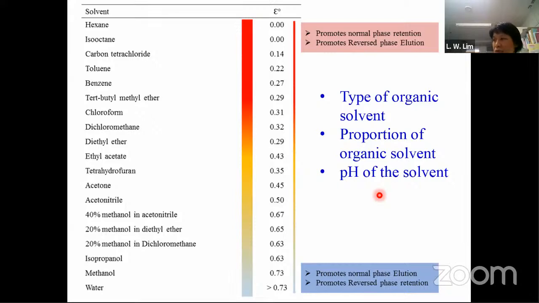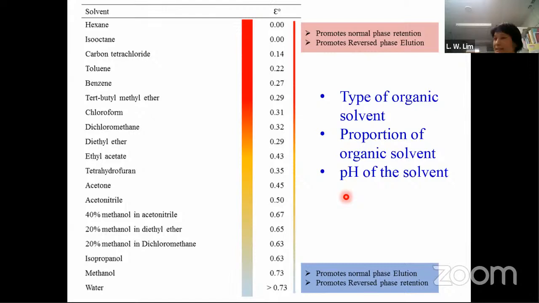Another reason to consider the pH of the solvent is your column. Most of the columns we use are silica gel, and we don't use silica gel with pH more than 8. In this case, the silica gel will be dissolved, and then your column will be broken very fast. So we do not use pH more than 8 for any HPLC solvent.